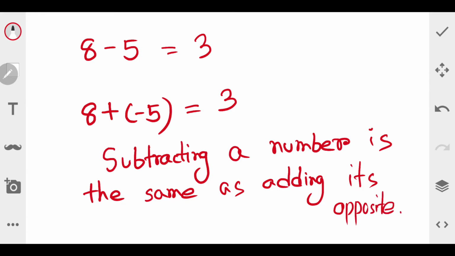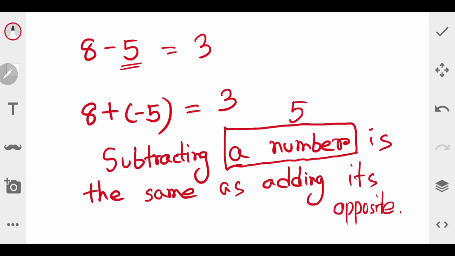So please write this down. This is very important for our next few classes. I'm going to continue working on this concept. First problem, what we are subtracting. We are subtracting 5. And we said subtracting a number. So instead of a number, I'm going to replace it with 5. So subtracting 5 is the same as adding its opposite. What's the opposite of 5? -5, right? I'm gonna write it here.